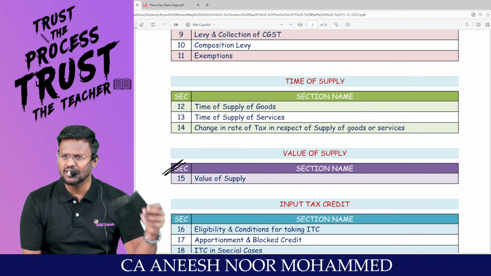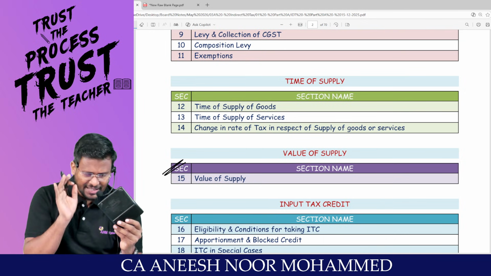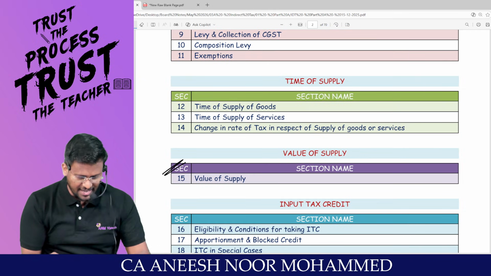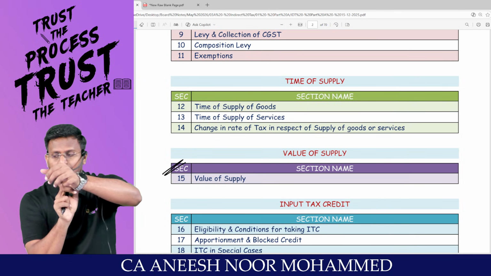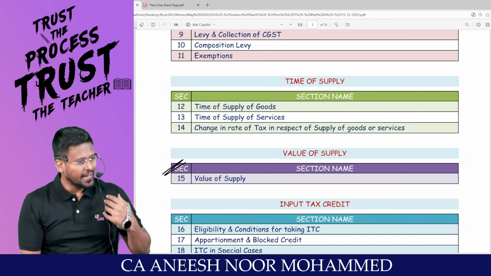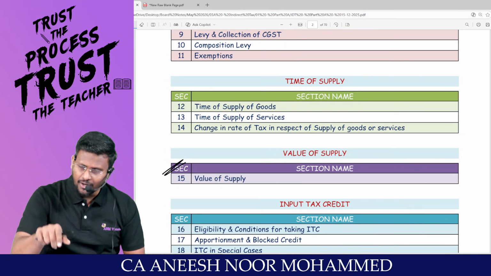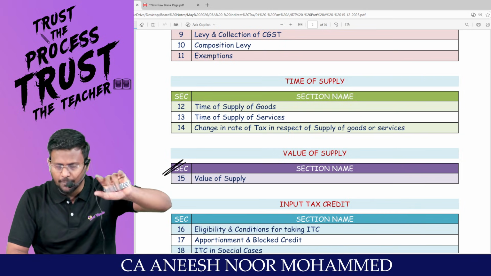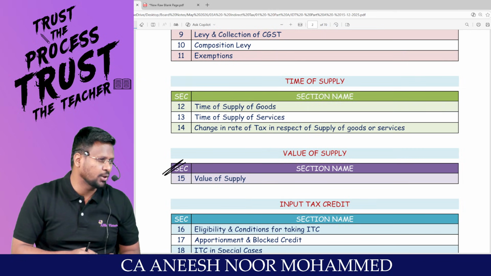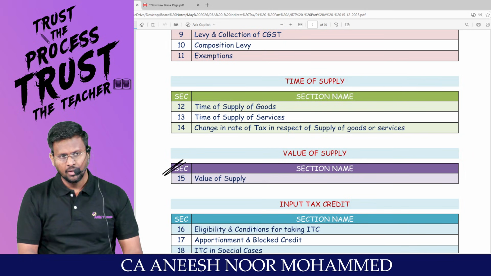For example, I am a supplier of this calculator. I sold this calculator to you. The real value of the calculator is 500 rupees. You gave me 300 rupees as cash, plus you have given this watch also to me as consideration for the calculator. Whether I am liable to pay GST on 300 rupees or 300 rupees plus the market value of the watch, which comes to 500 rupees? On what value am I liable to pay the GST, which is answered by the value of supply.